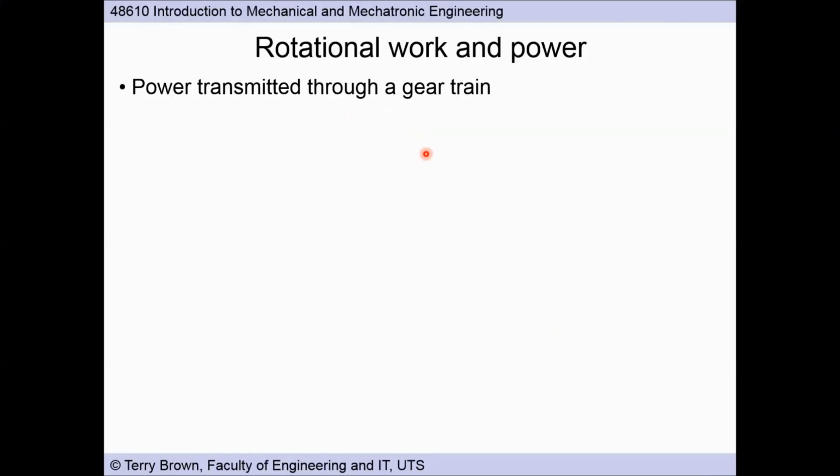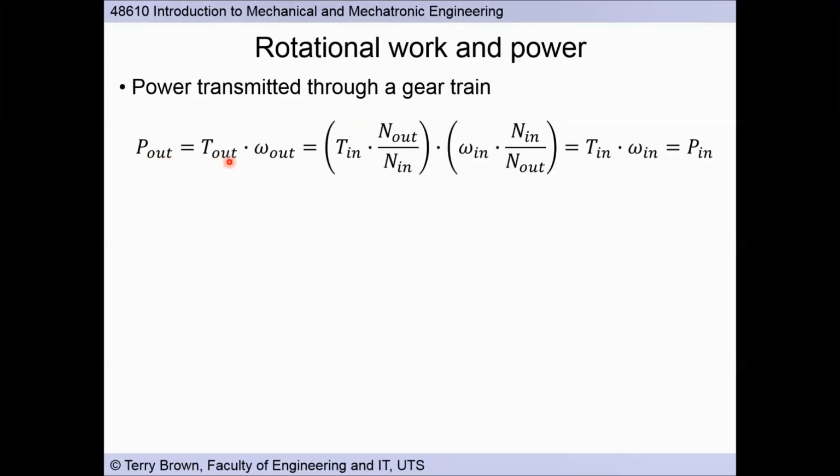So if we look at power transmitted through a gear train, we have power out equals the torque out times the output speed, and we know that the output speed is equal to the input speed times the gear ratio, and we also have that output torque is equal to the input torque times the inverse of the gear ratio. So we can see here this cancels out with this, and this cancels out with this, so we're left with output torque times the output rotational speed is equal to the input torque times the input rotational speed. So P out equals P in. Okay, so we can't gain any power by using a gear train.